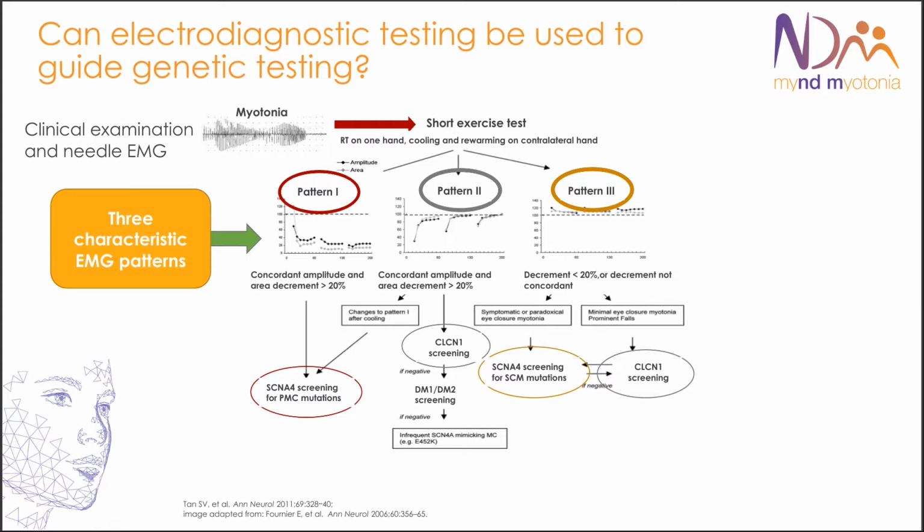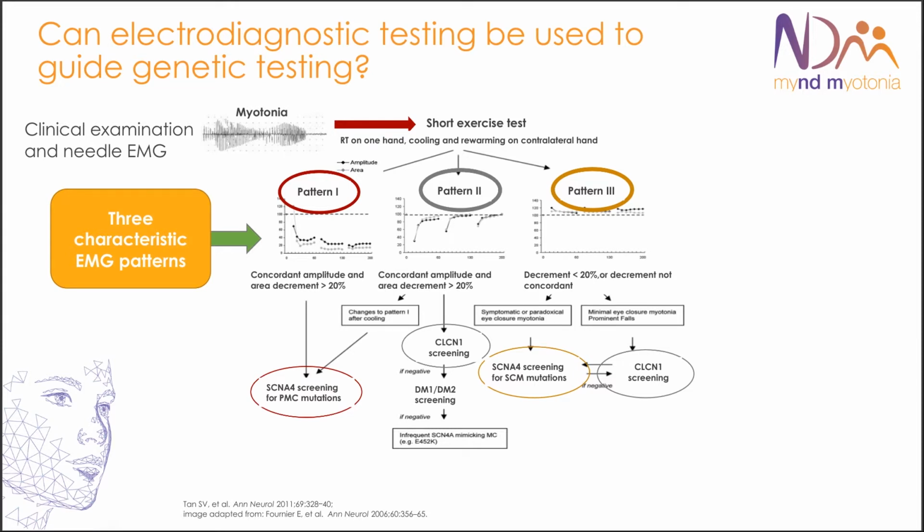If it is pattern 2 and the chloride channel screening is negative, we should look at the myotonic dystrophy screening, mainly the DM1 and the DM2. And if this test is negative, we should look at some very rare mutations of the sodium channel mimicking myotonia congenita.